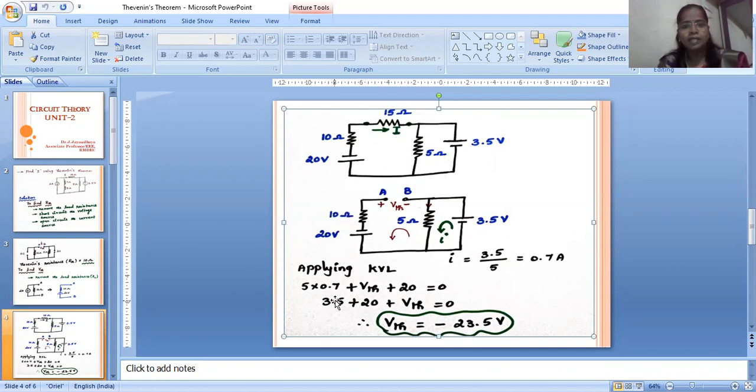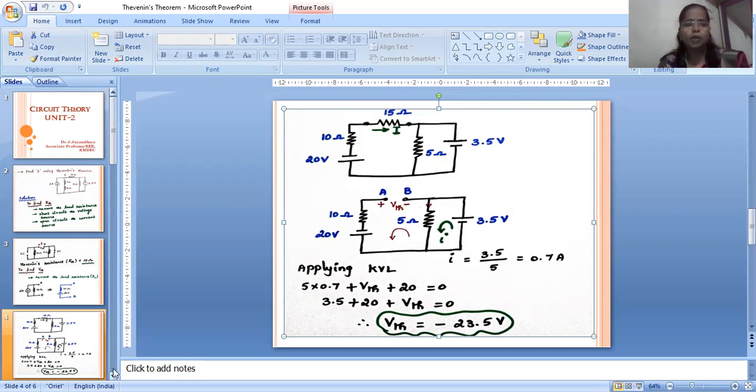That's why I have written 5 into 0.7. Here I took the anti-clockwise direction. So negative to positive, that's why 5 into 0.7. Then next, negative to positive, rising potential, plus VTH. Then here there is no voltage drop. Next, coming to negative to positive, so plus 20 is equal to 0. From this we can calculate VTH. So VTH is equal to minus 23.5 volt. Now we have completed the RTH value and the VTH value.